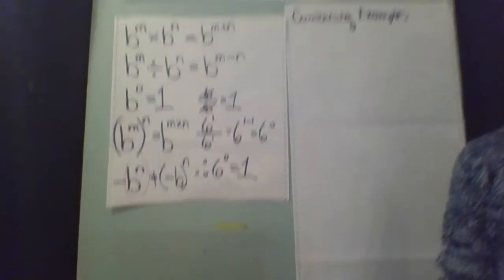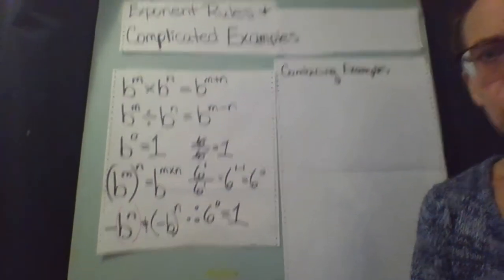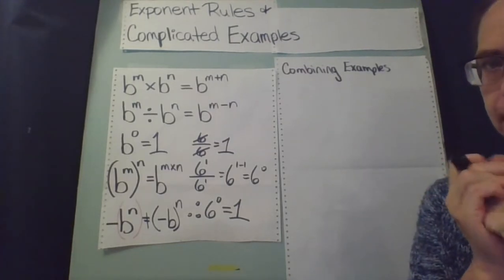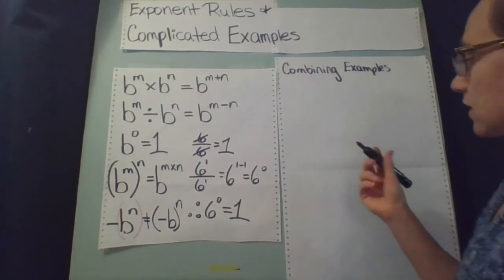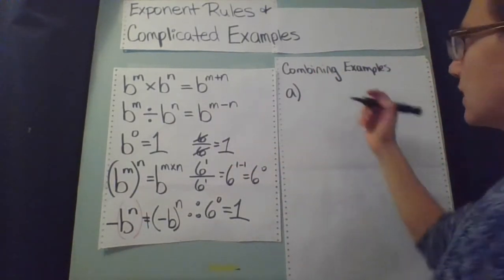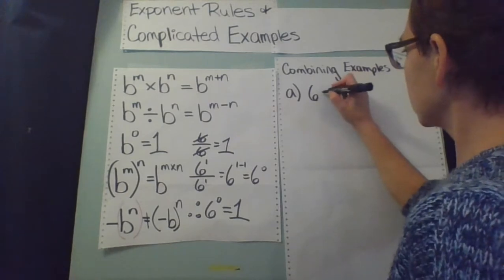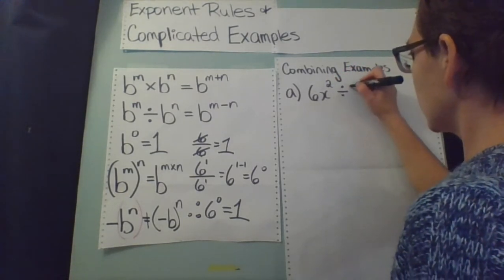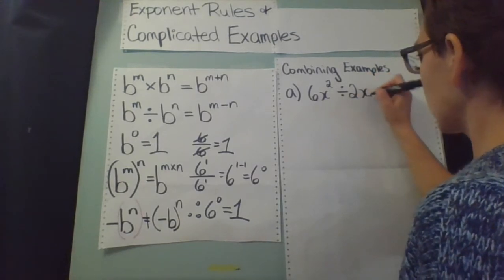Okay, to finish off our examples, what happens if I combine letters and numbers? How are we going to handle that? Well, let's think. If I have, let's say, 6x squared divided by 2x.